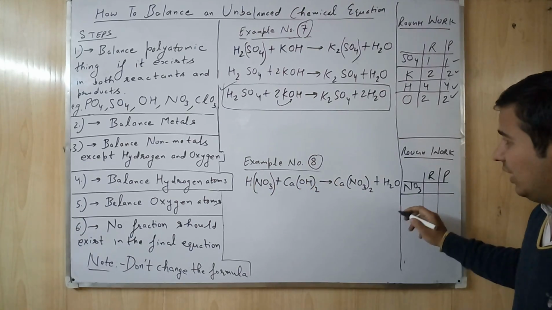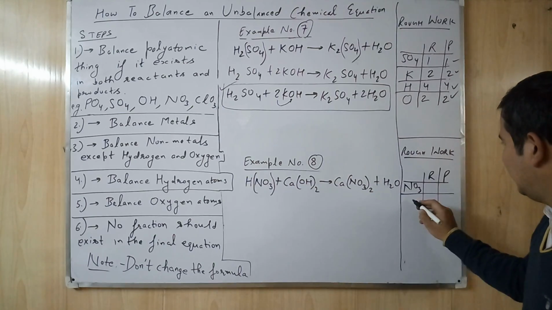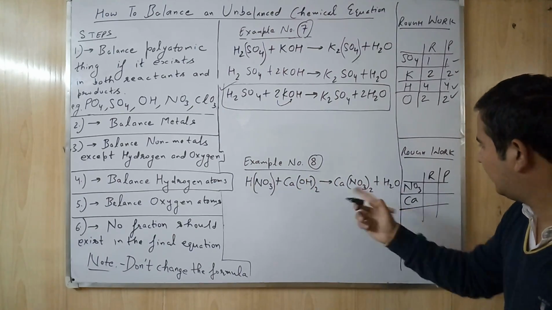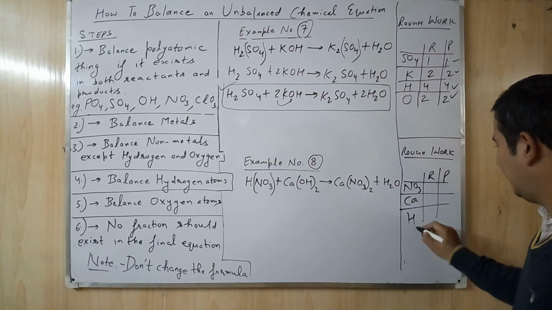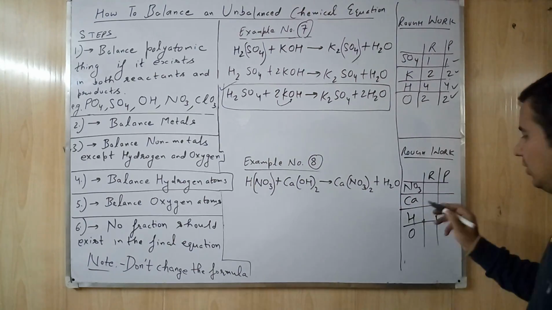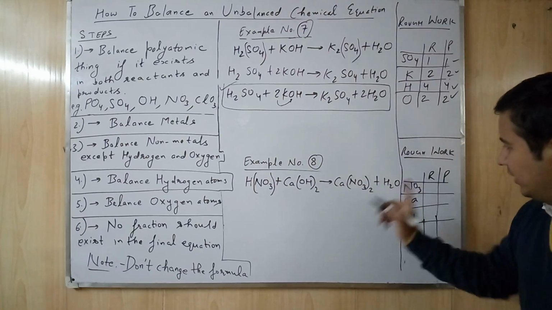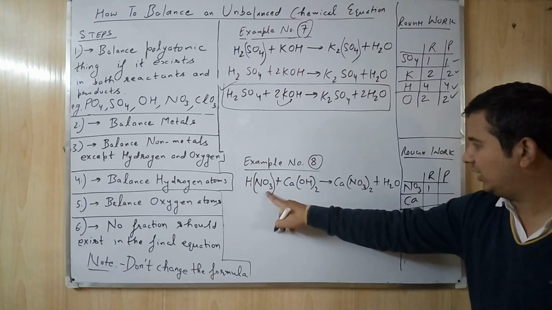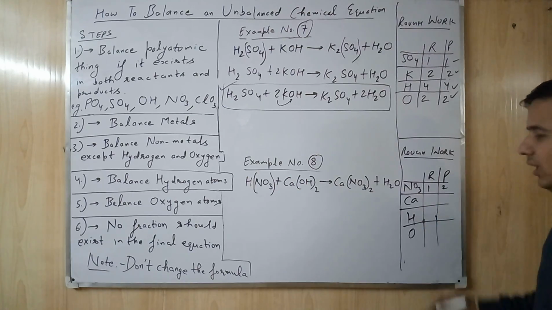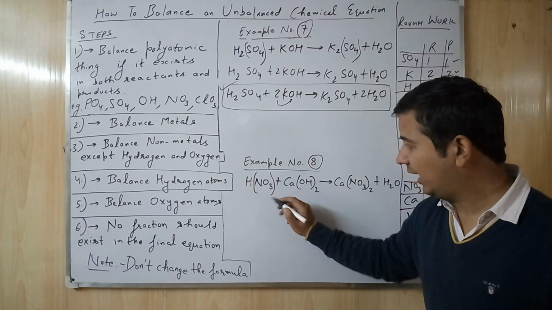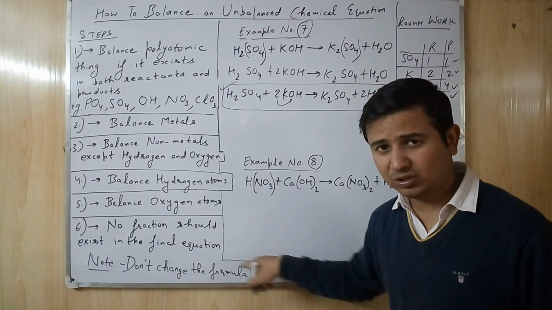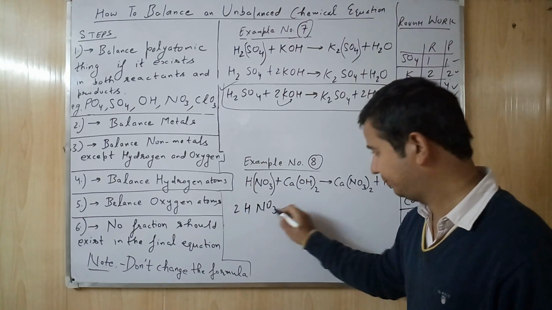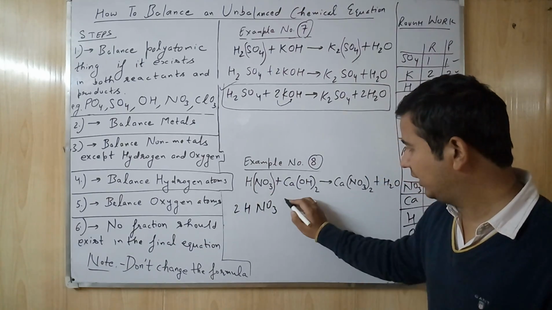Next, after NO3 come the metals: yes, calcium. Next, non-metals except hydrogen and oxygen: no non-metal is there. Then come to hydrogen, then oxygen. That's fine, so let me start the balancing. One NO3 is here and two NO3 are here, so I have to balance this NO3. I cannot add 2 here because I cannot change the formula. No one can change the formula, not I. So we will add 2 here in the front.